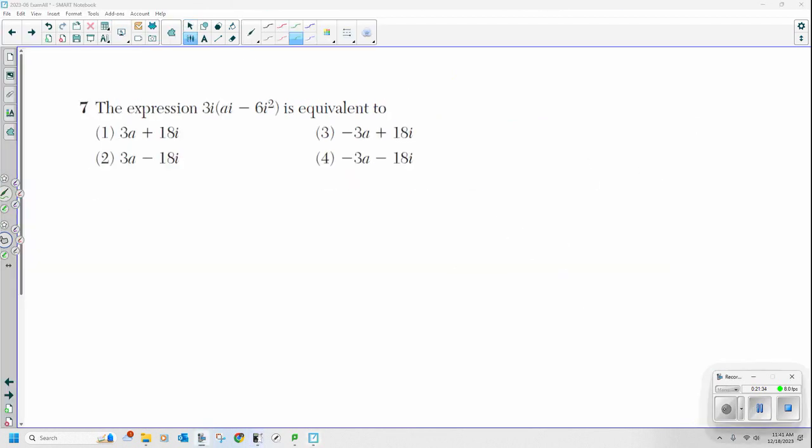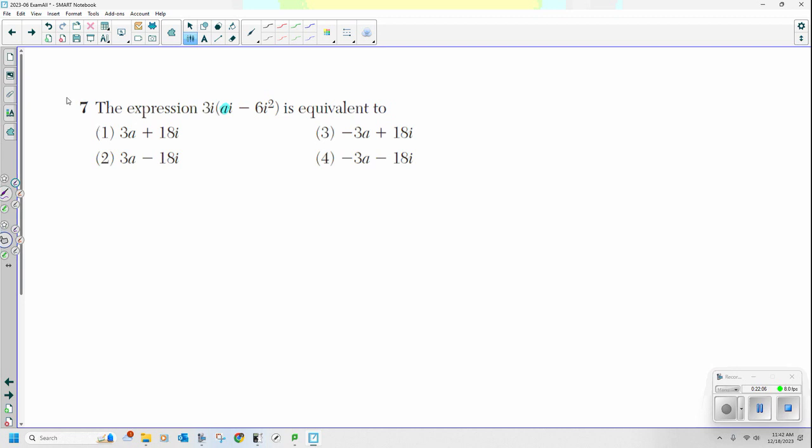Question 7, 2 more to go. The expression 3i times (ai minus 6i squared) is equivalent to which one of these? You cannot use your calculator for this. How come? Anytime you have more than one variable... oh, we actually do have one variable. We could use our calculator. If I make that a into an x, we can use a calculator. I will show you that afterward when we check this work.